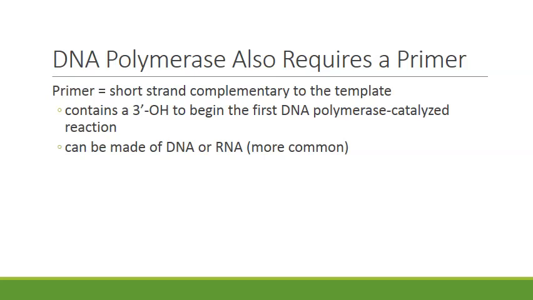And so the way that the cell solves this problem is by adding a short piece of RNA, an RNA primer in most cases, sometimes it can be DNA, which is a short strand that's complementary to the template. That gives the free 3' hydroxyl so that DNA polymerase can come in and add the next nucleotide. Most of the time, that primer is made of RNA.